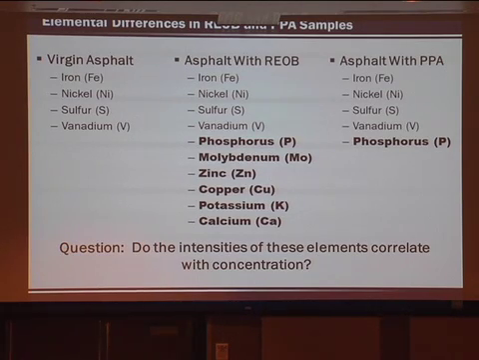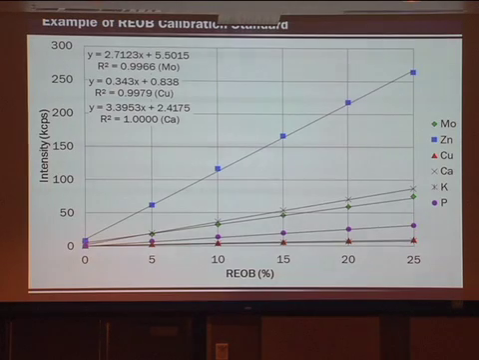Now the question was, okay, this is basically saying we can detect the presence of Rehab and PPA in asphalt. The question is, can we quantify it? To answer that question, we need to know, do the intensities of these elements correlate with the concentration? What I have here is a graph showing the intensity of the 6 different elements. This is for Rehab. This is a calibration standard that we use. It's the 6 elements that we use to determine that Rehab is present in the asphalt sample.